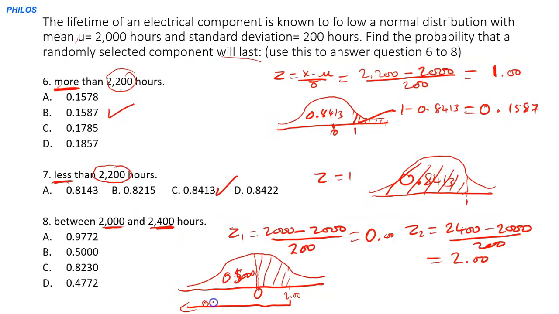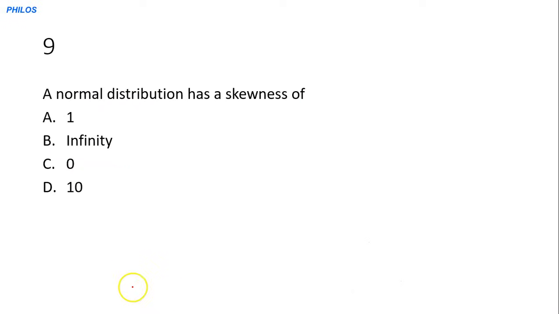So we have 0.9772. So to get the area between them, we say area to the left of 2, which is 0.9772, minus area to the left of 0, which is also 0.5. So that will give you 0.4772. So the correct answer for question 8 is D. So let's proceed to the next question.